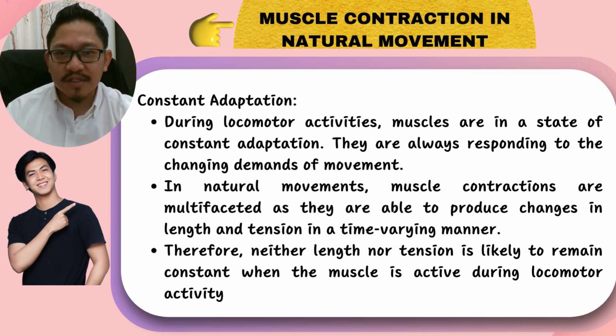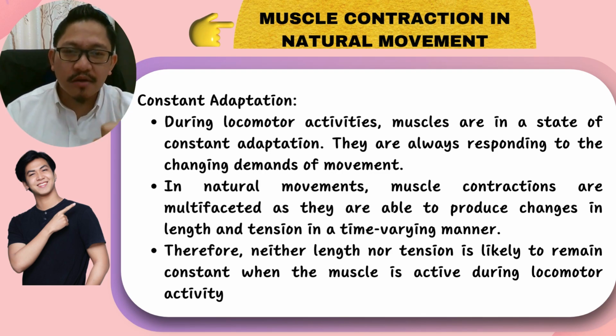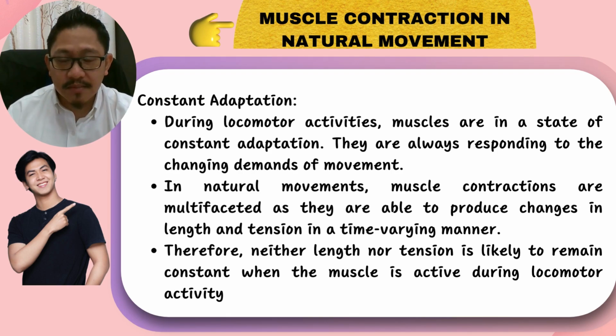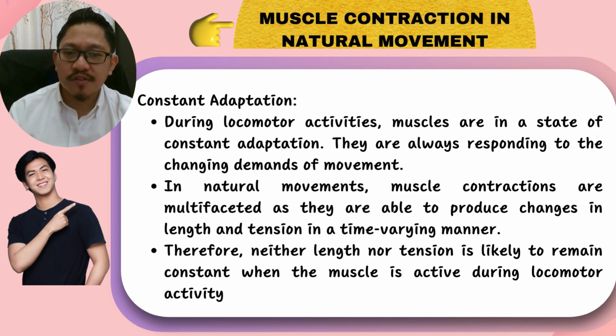In natural movement, muscles don't just contract or relax, they constantly adjust their length and tension to adapt to different demands. Continuous changes: the adjustments in muscle length and tension are not static, they vary continuously over time. And constant adaptation: during locomotor activities, muscles are in a state of constant adaptation. They are always responding to the changing demands of movement. Throughout this process, both the length and the tension of the muscles are continuously adjusting.